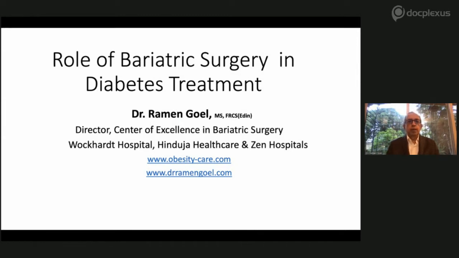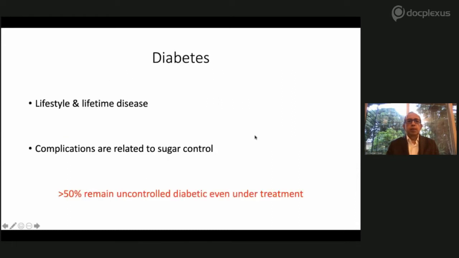So, the important thing to realize is that diabetes is not only a lifestyle problem; it's a lifelong problem. And that is how people used to say that diabetes is a Raj Rog. Once you have diabetes, you always have diabetes. And gradually, all patients end up having more and more medicines. And despite that, almost 56% of patients worldwide remain uncontrolled diabetics, even though there are so many good medicines.